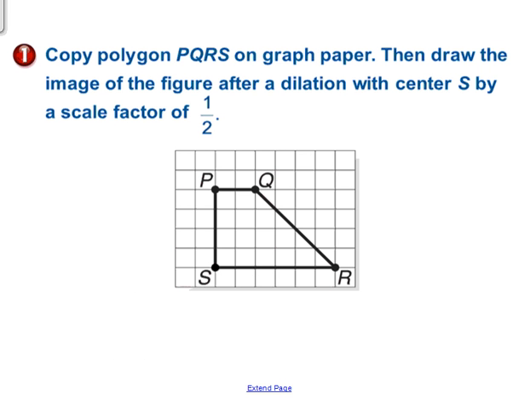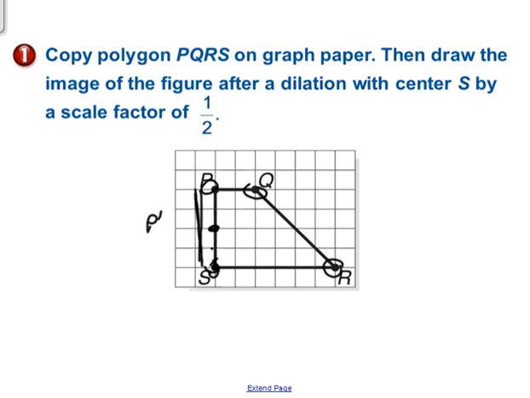Well, let's jump in and do one here. Copy the polygon PQRS on graph paper, and then draw the image of the figure after dilation with the center at S by a scale factor of 1/2. If I look at the point S compared to P, this line right here is 1, 2, 3, 4 units long. So if I'm going by a scale factor of 1/2, that means P prime will be half that distance, or only 2. So that's P prime.